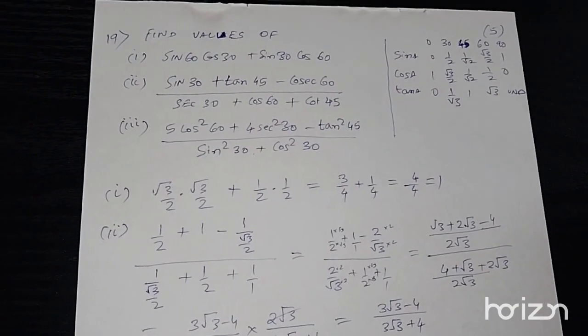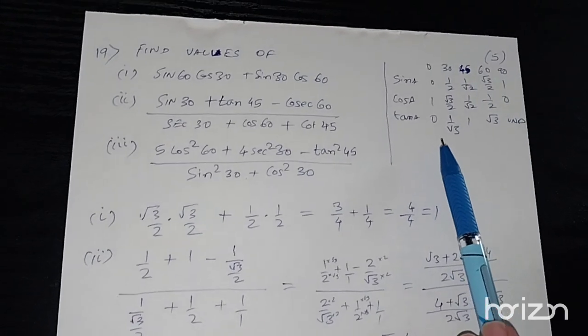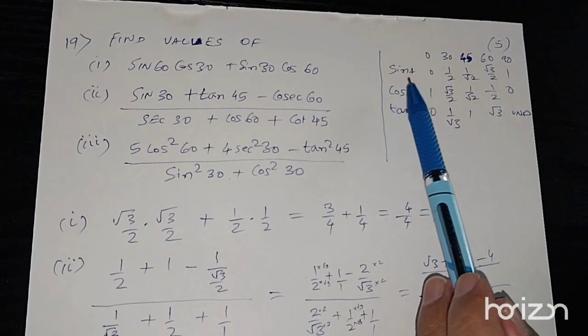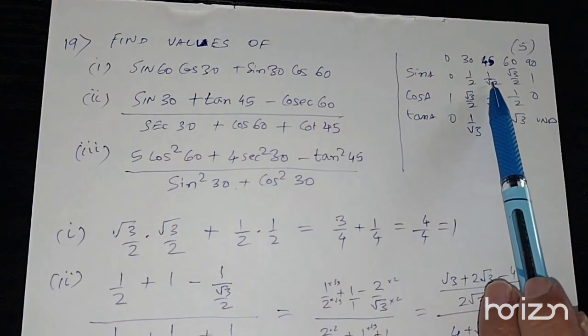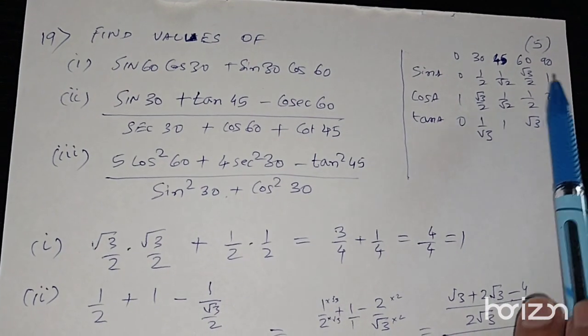Hi friends, let's look at some problems wherein you have to use this table of standard angles to do the problems. For example, sine of 0 is 0, sine of 30 is half, sine of 45 is 1 over root 2, sine of 60 is root 3 by 2, and sine of 90 is 1.